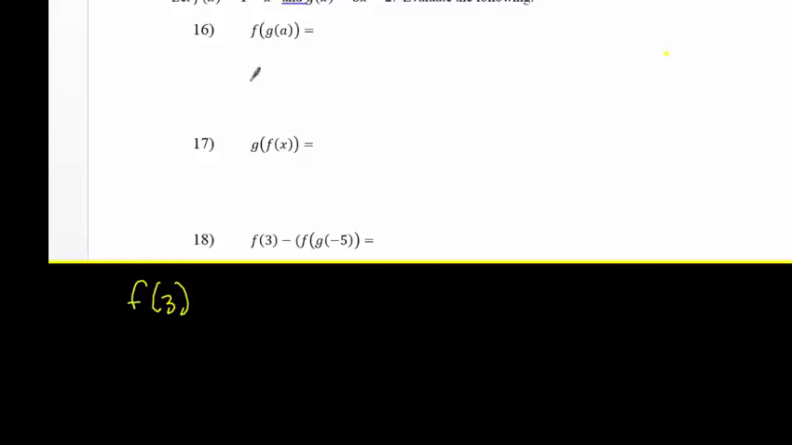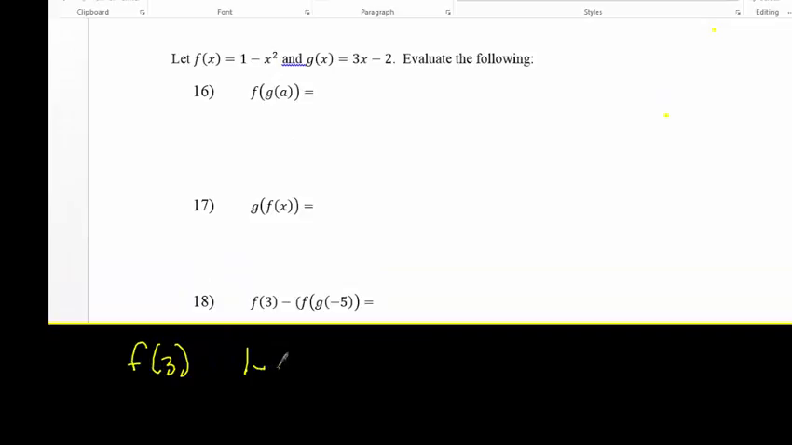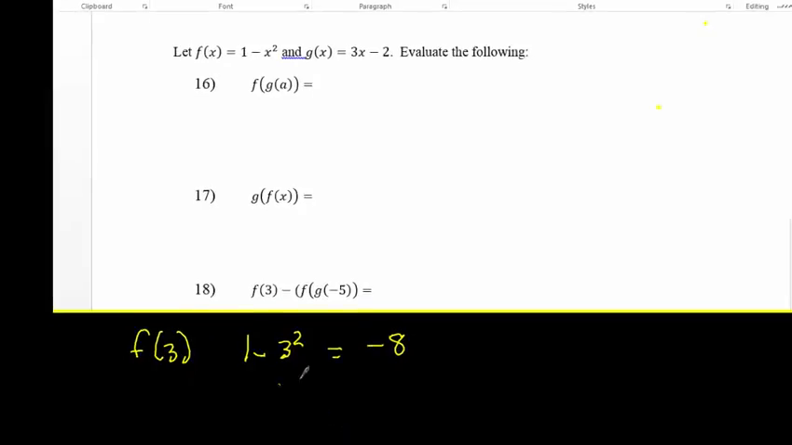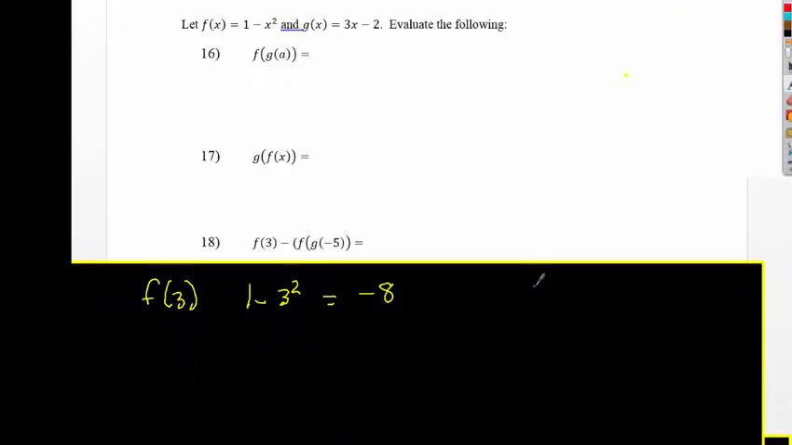Okay, for 18, we first have to figure out what f of 3 is. That just means I'm putting 3 in place of x. So I'm doing 1 minus 3 squared. So 1 minus 9 would become a negative 8. So f of 3 is negative 8.